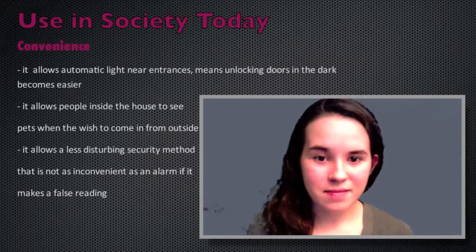Let's have a look at an example of an automated system. Motion detected security lights are a great example. Let's first have a look at their use in society today.